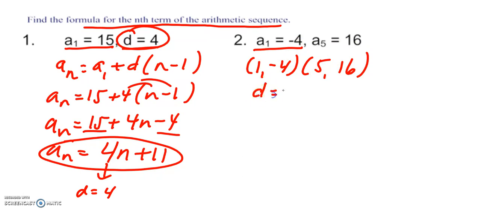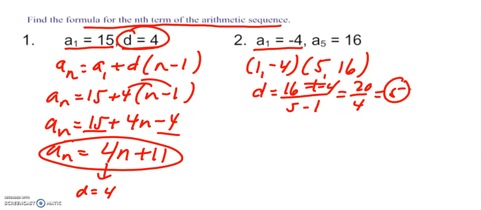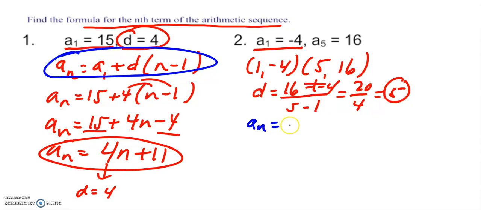So if I wanted to find my common difference, I could really find slope. 16 minus -4 over 5 minus 1, which would really be 20 over 4, or the common difference is 5. Now that I know that the common difference is 5, I can use it to help me with this equation again. So I'm going to write a sub n equals a sub 1 plus the common difference, n minus 1.